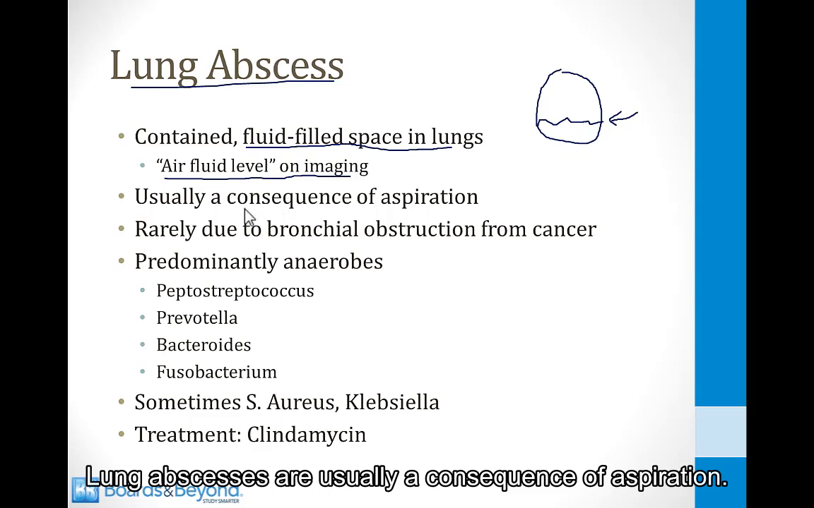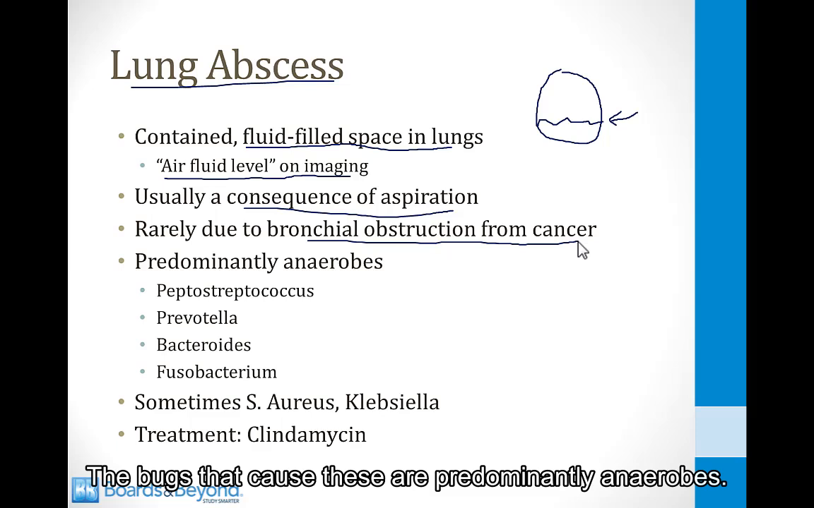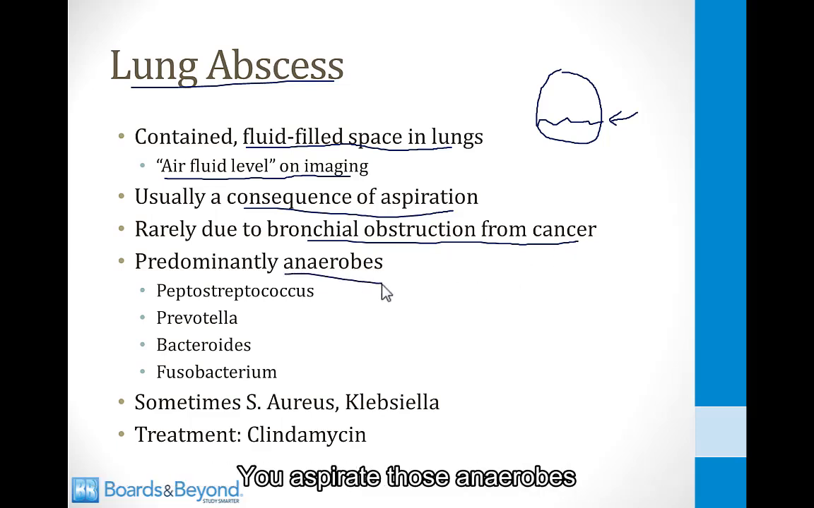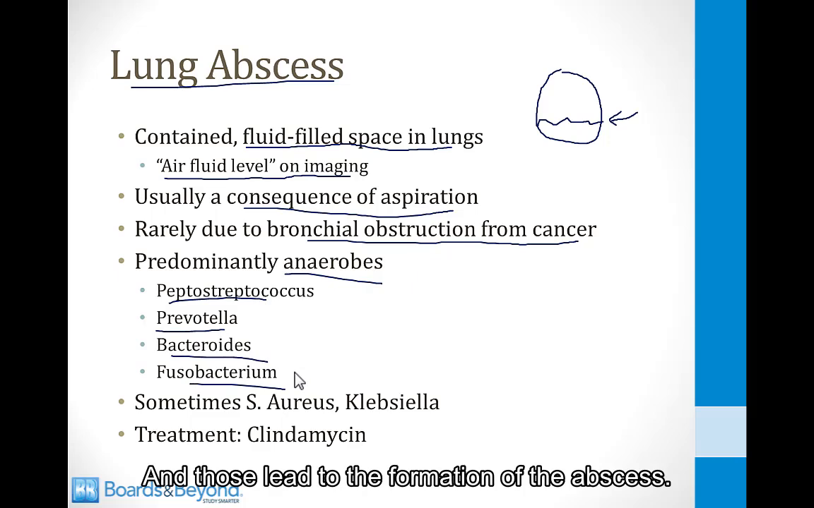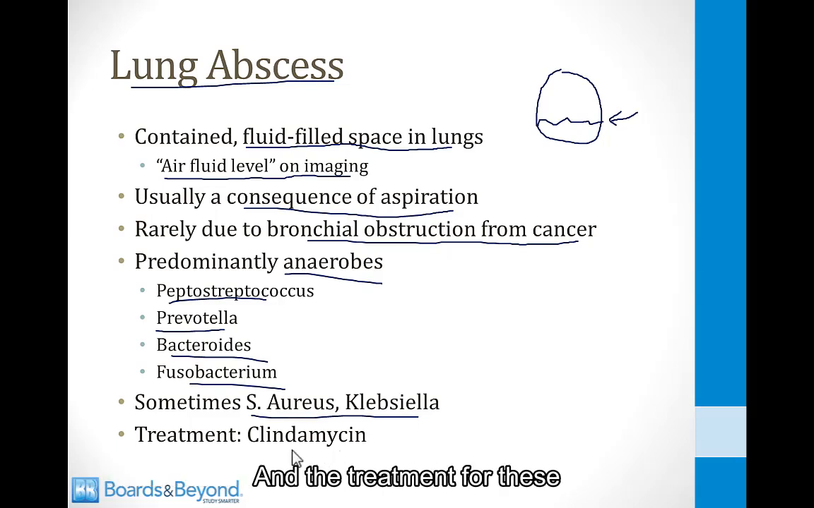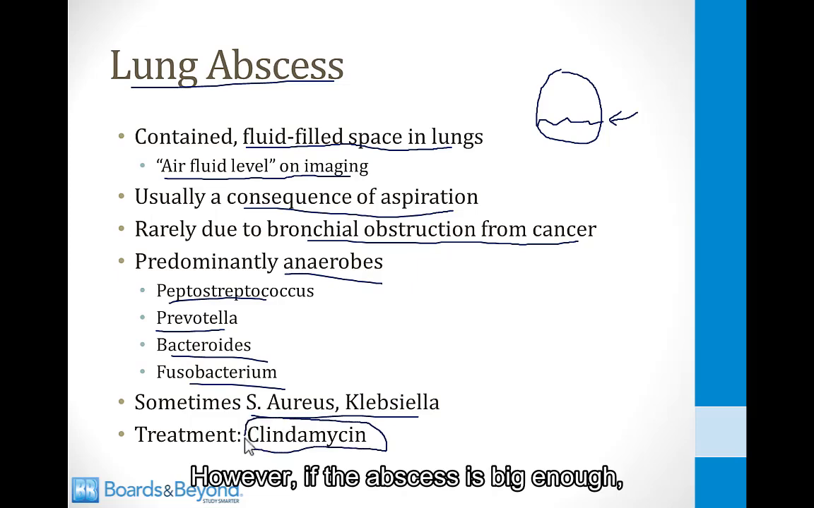Lung abscesses are usually a consequence of aspiration. Rarely they can be caused by bronchial obstruction from a cancer. The bugs that cause these are predominantly anaerobes, and that's why they come from aspiration. You aspirate those anaerobes in your mouth and oropharynx, bugs like Peptostreptococcus and Prevotella and Bacteroides and Fusobacterium, and those lead to the formation of the abscess. Sometimes Staph aureus and Klebsiella are also involved. And the treatment for these is the same as treatment for aspiration pneumonia. It's clindamycin. However, if the abscess is big enough, sometimes it has to be surgically drained.